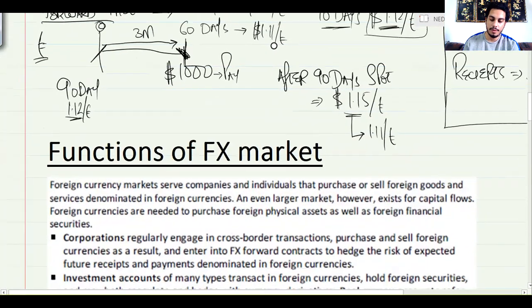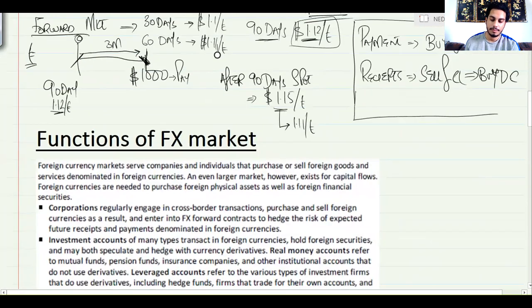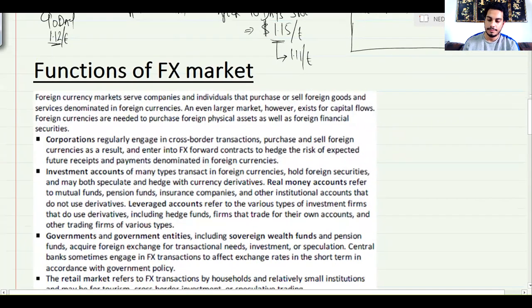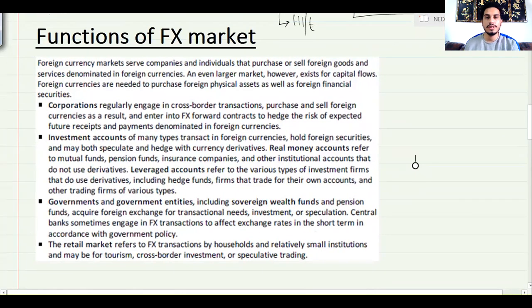So now, moving forward, let's slightly discuss the functions of the foreign exchange market. Why do we need a foreign exchange market? Or we can say, what functions are those foreign exchange markets playing? In order to understand this, let's understand the first dynamics of the foreign exchange, right?